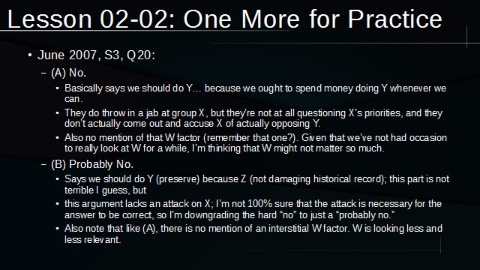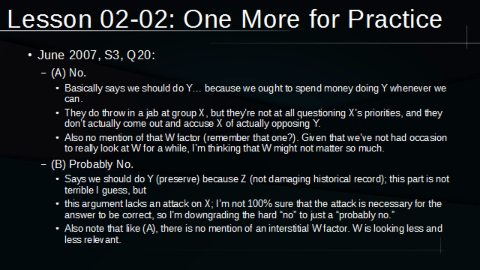So starting right up with answer choice A, this one's a pretty solid no. It basically says we should do Y because we ought to spend money doing Y whenever we can. They do throw in a jab at Group X, but they're not at all questioning X's priorities, and they don't actually come out and accuse X of opposing Y. They're just saying that the general public and critics don't value the artworks, but they're not accusing those two groups of people of being opposed to the preservation. So yeah, this is just a miss on all fronts.